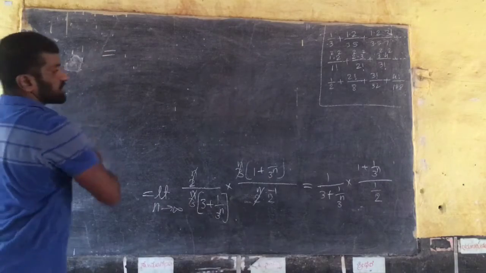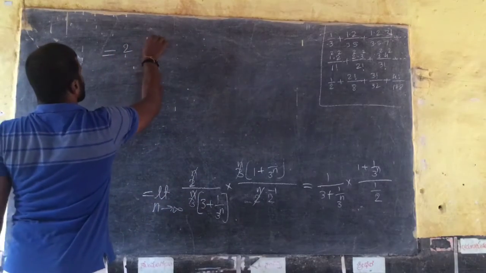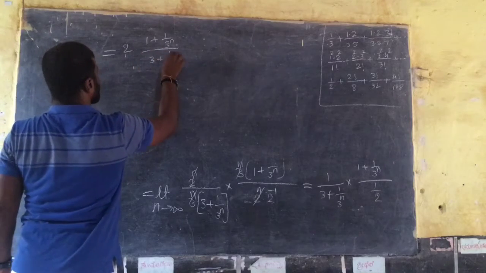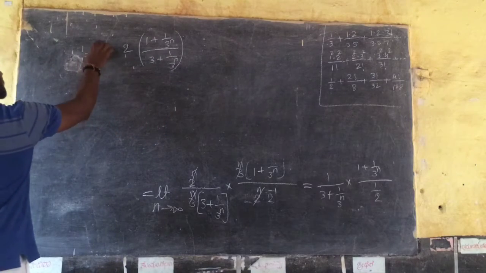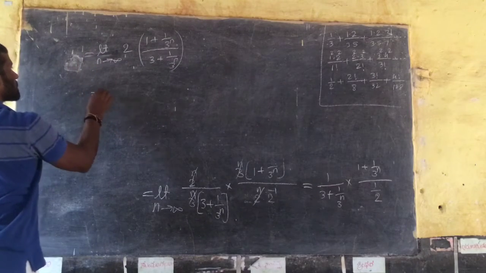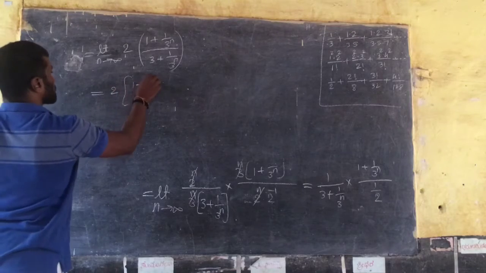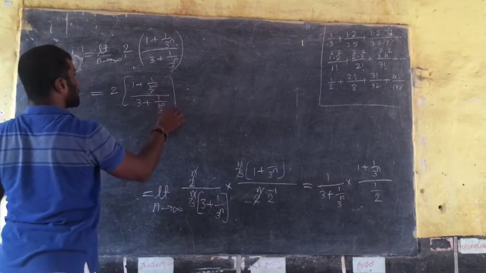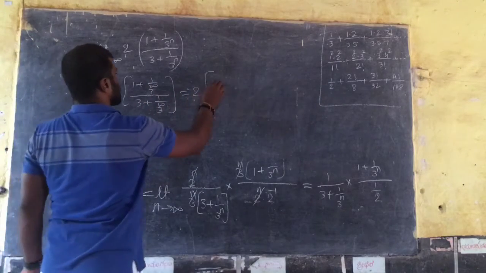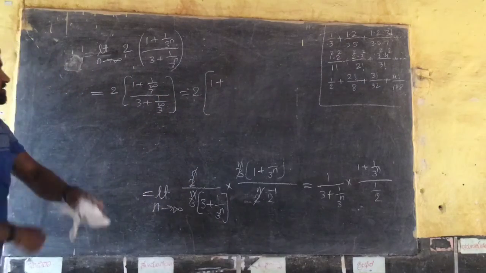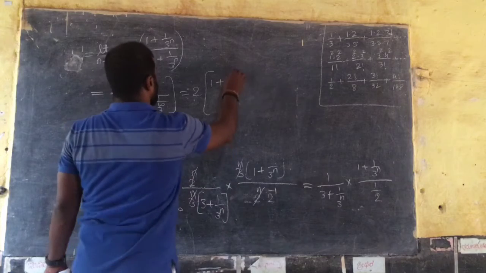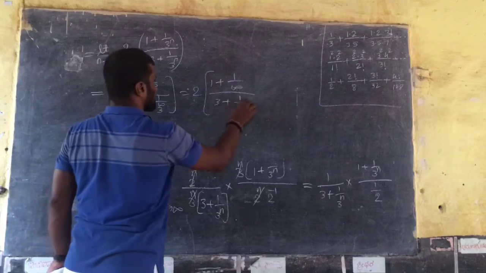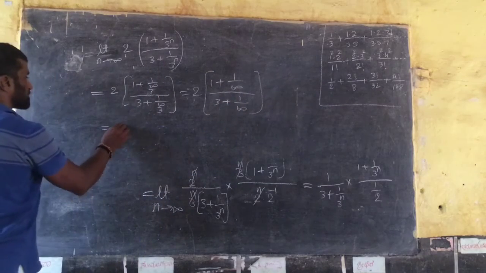So after simplification we get 2 into 1 plus 1 by 3 raised to n divided by 3 plus 1 by 3 raised to n. So as the limit as n tends to infinity, that equals 2 into 1 plus 1 by 3 raised to infinity divided by 3 plus 1 divided by 3 raised to infinity. Any number raised to infinity is infinity. So I can write it as 1 by infinity. 3 plus 1 divided by any number raised to infinity, it is infinity. So if we simplify this, 2 by 3.